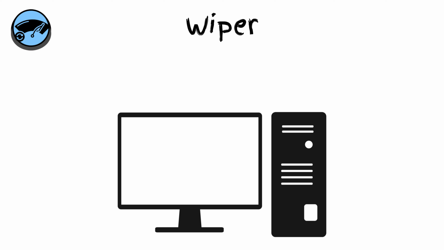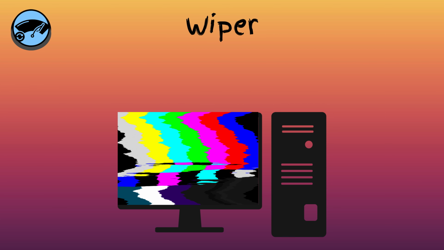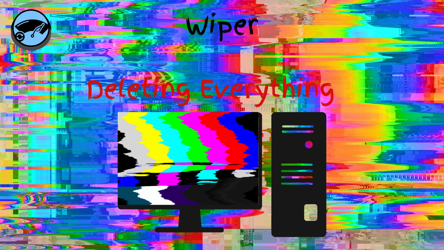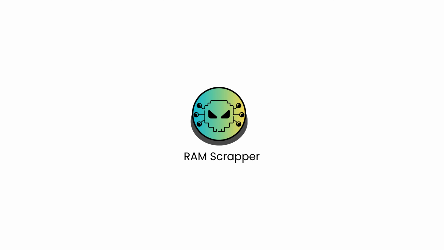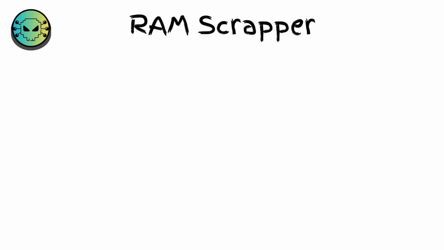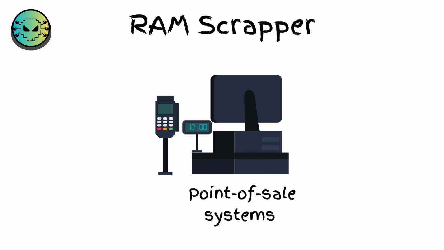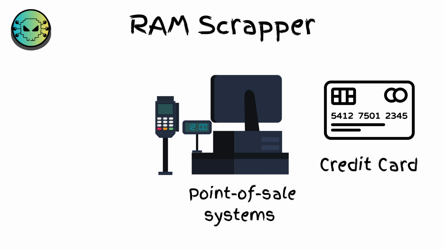A wiper is a class of malware designed to erase a computer's memory against the user's will, destroying all valuable information in the process. RAM scraper is malware designed to infiltrate point-of-sale systems to capture sensitive information like credit card numbers and PINs from consumers.